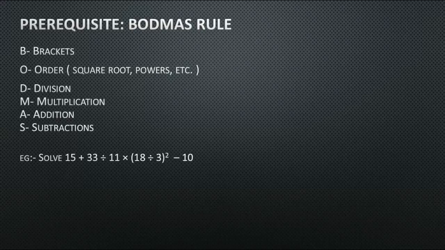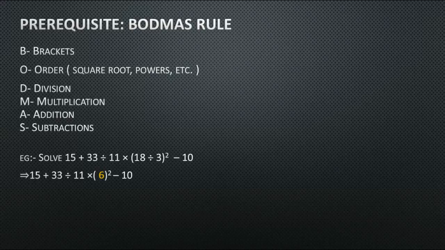So we can see that the term in the bracket is 18 divided by 3. So the first step would be to evaluate the terms in the bracket by keeping all the other terms unchanged. After evaluation, we would get 18 divided by 3 to be 6. The next step in the BODMAS rule is to evaluate all the order terms. In this equation, we can see that 6 is raised to the power of 2. So we need to calculate the square of 6.